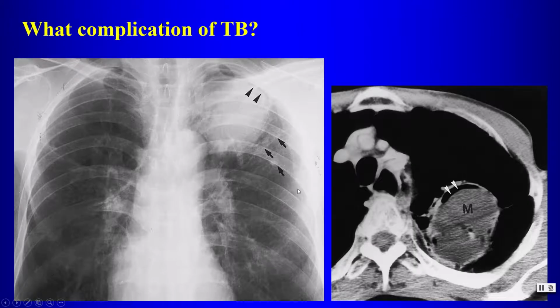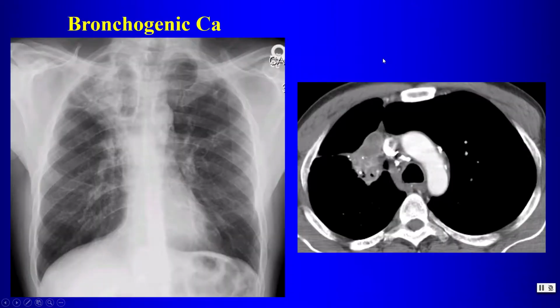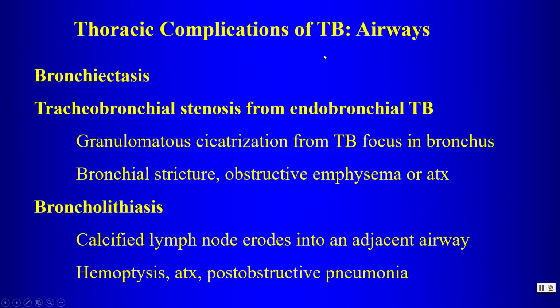Another complication of TB that can occur, we can get fungus balls that grow within these pre-existing cavities. So Aspergillomas can be a complication of tuberculosis. So here we have an Aspergilloma that is growing within this cavity from tuberculosis. Any disease that causes scarring in the lung, especially the more extensive the scarring, can increase the risk for cancer. So bronchogenic carcinoma can also be a complication as a result of the scarring that occurs within the lung.